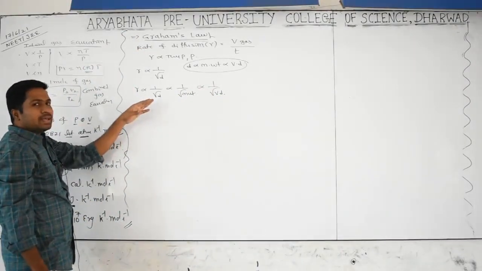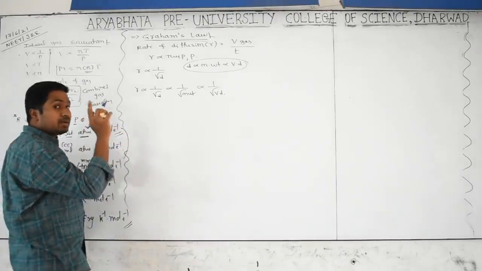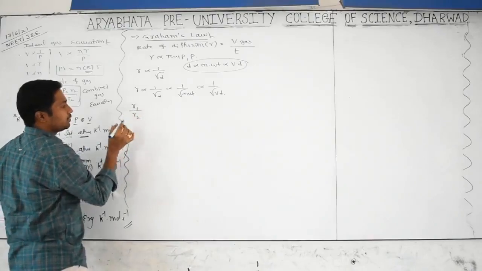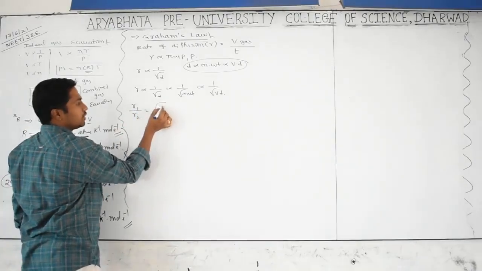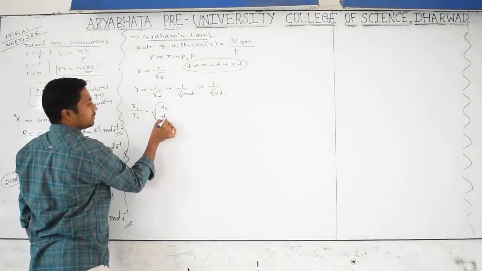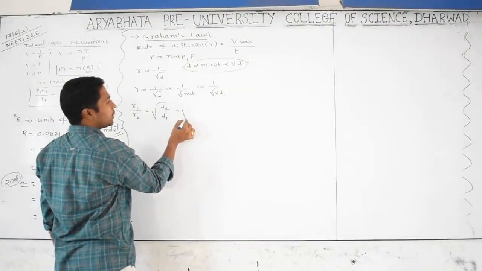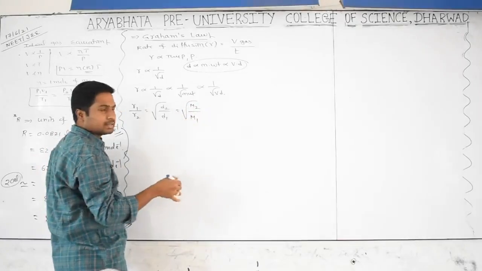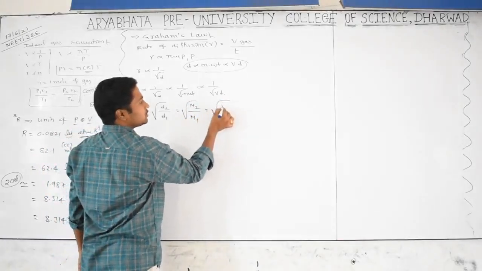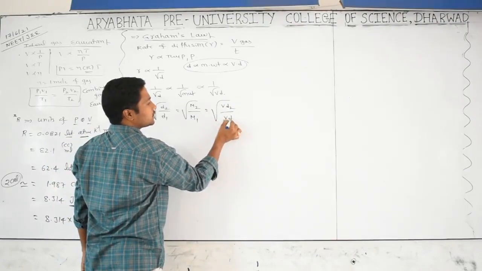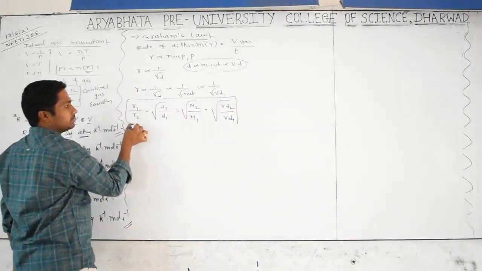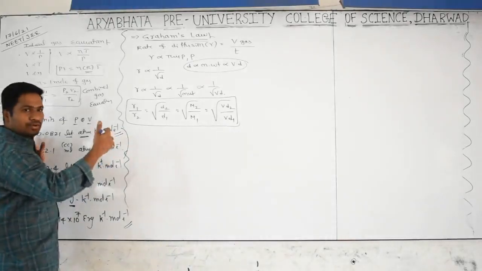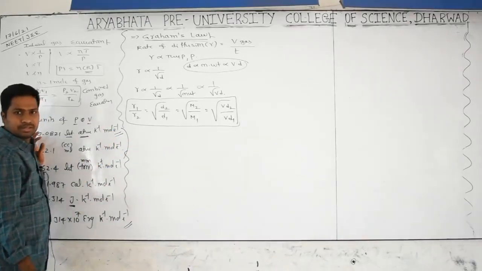I am applying the same concept for two different gases. That comparison is important. Then what we get: rate of diffusion of the first gas by rate of diffusion of the second gas is equal to the square root of density of the second gas by the first gas, or nothing but molecular mass of the second gas by molecular mass of the first gas, or nothing but vapor density of the second gas by vapor density of the first gas. This is the important relation. Is it clear? Yes. Now we are going to discuss some other things.